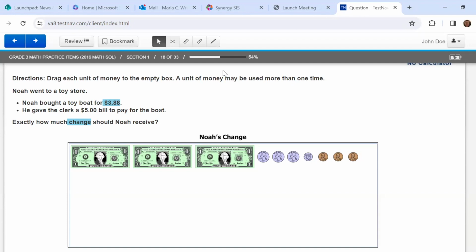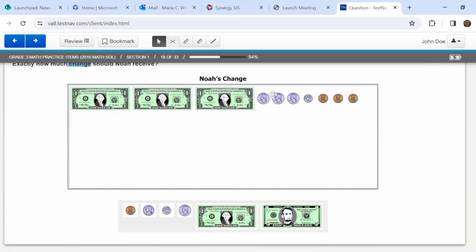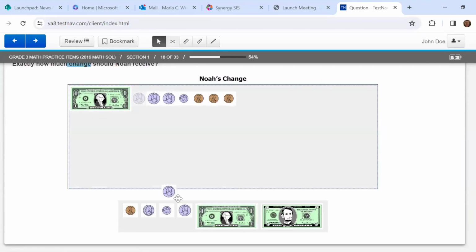So on my paper, I'm going to solve $4.99 minus $3.87. You could also subtract $5 minus $3.88. You're just going to have to regroup twice. So 9 minus 7 is 2. All right, my answer is $1.12. So that's what I'm going to put up here.